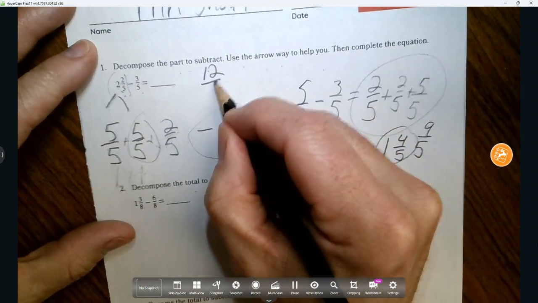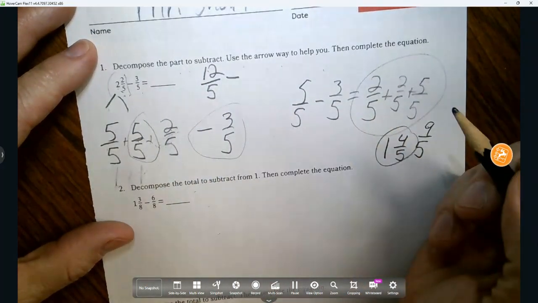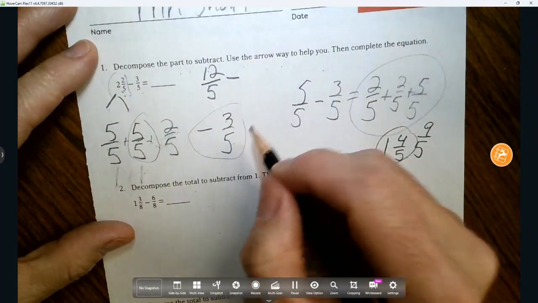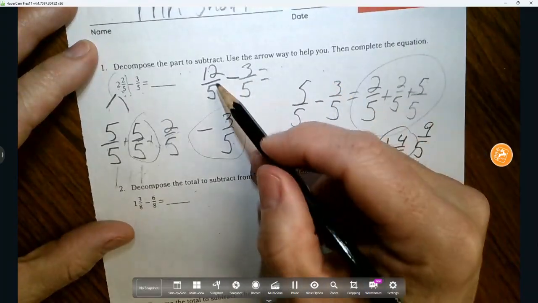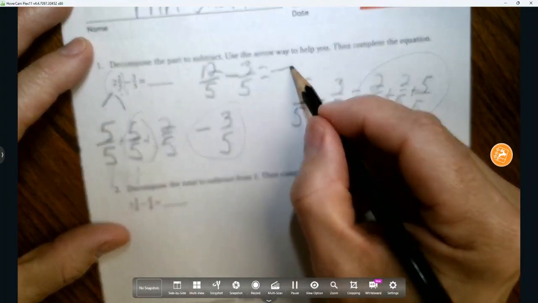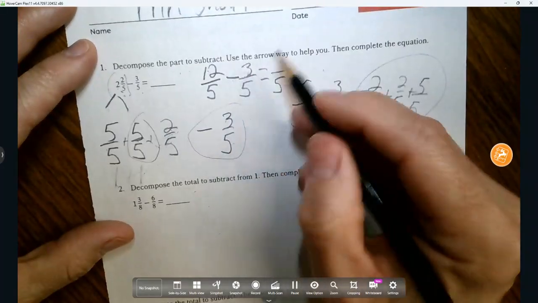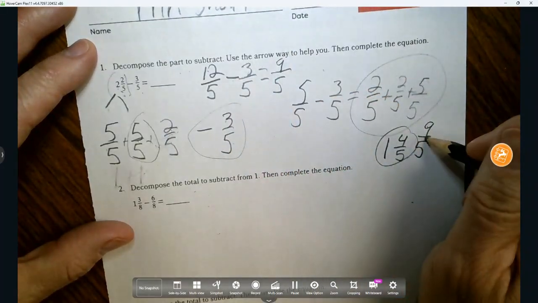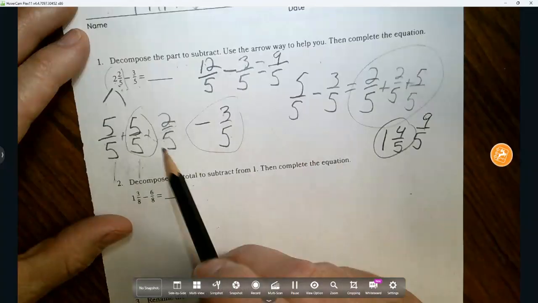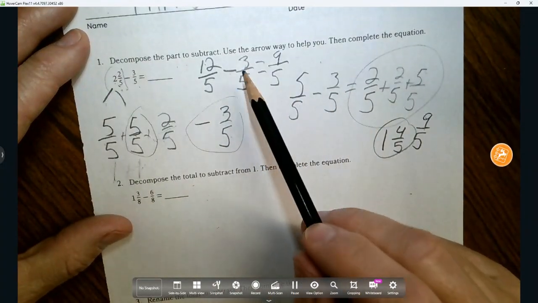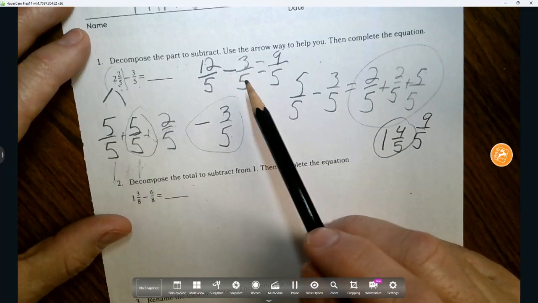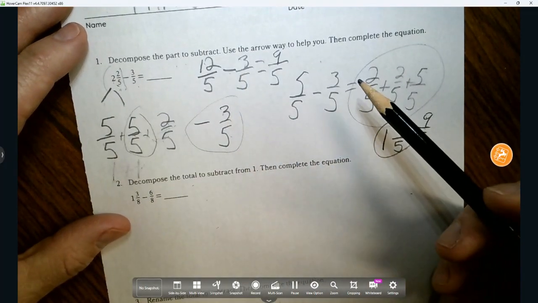So put 12 over 5 minus 3 over 5. So 12 over 5, 3 over 5, they're both over 5. We put our 5. 12 minus 3 is 9. Same answer we got over here. The reason I showed you this way first is because when these start getting a lot bigger, it might be easier to do it a different way. I want you to have more options.